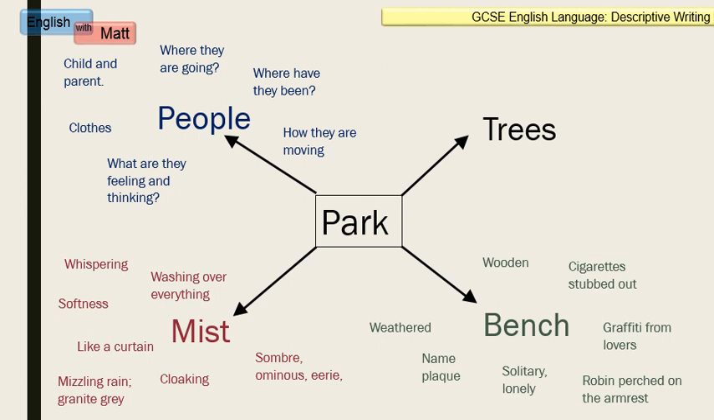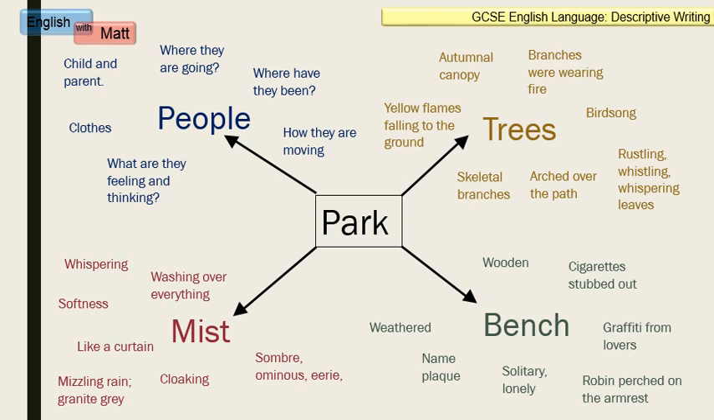You might say that there's a robin perched on the armrest. You might look down at the wood and see that people have carved in initials, maybe from lovers years ago. You might look under the bench and see that there are cigarettes that have been stubbed out on the floor. So you're zooming in and you're giving that great amount of detail. You're not just saying there's a bench. The examiner is kind of saying, well, tell me more.